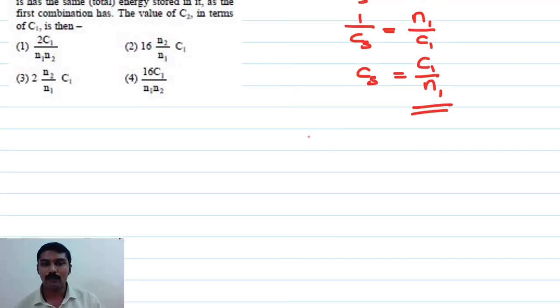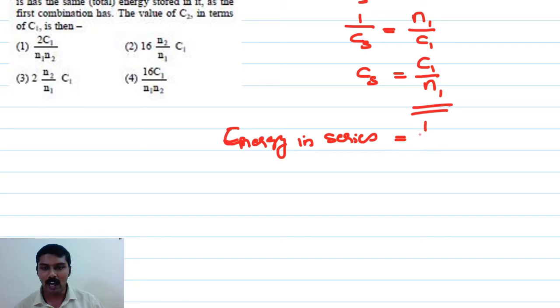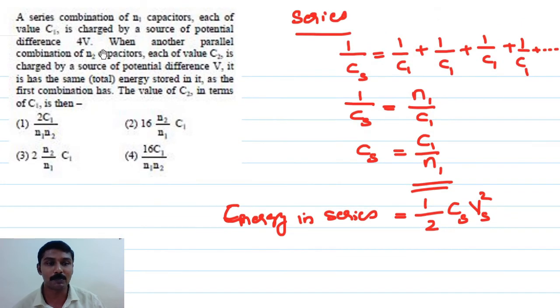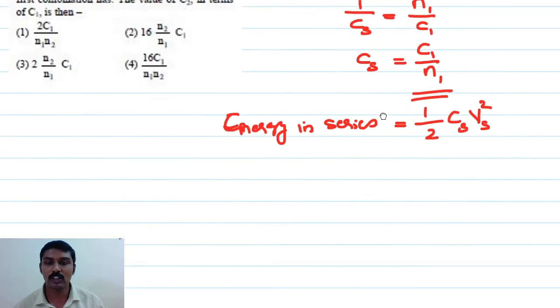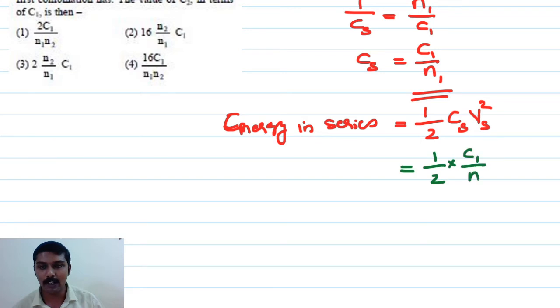Now let's calculate the energy in the series combination. The equation will obviously be half C V square: capacitance in the series combination, V in the series combination squared. In our question it is specified that the total potential is 4V. That means Vs will be substituted as 4V. So the energy equals half of Cs, which is C1 divided by N1, multiplied by 4V the whole square. That is 8 C1 V square divided by N1.